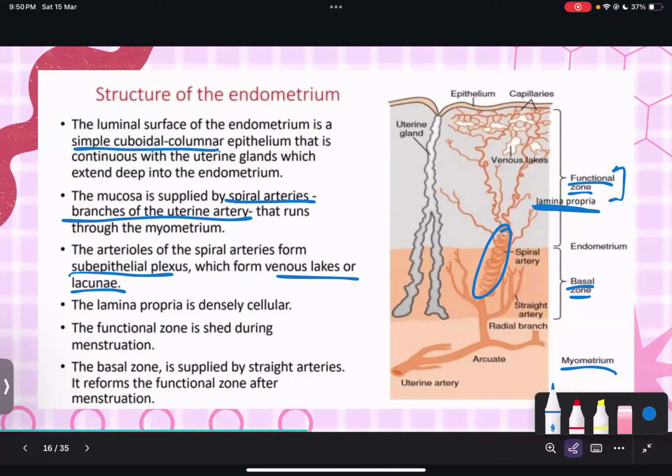And the functional zone is shed during the menstruation. Again, this is everything we have said. It's just repetition. And yeah, the basal zone is supplied by straight arteries. I think this is also good to know. And yes, it reforms after the menstruation.